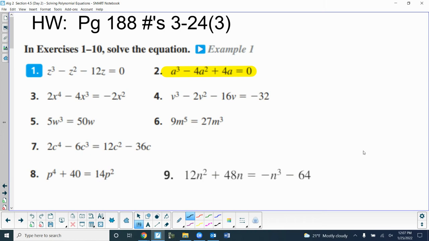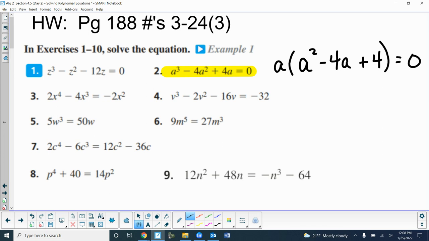All right, so like you guys said, A is our GCF. So then I get A squared minus 4A plus 4. So I have a trinomial there in the parentheses. Okay? Now, if you look, it's a pretty easy one because the number in front of the A squared, the A value, is 1, right?